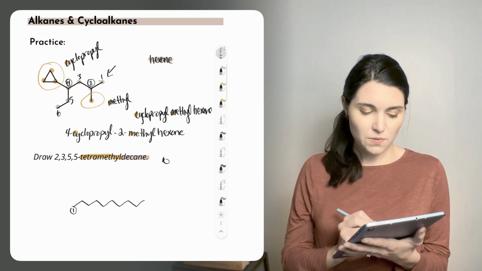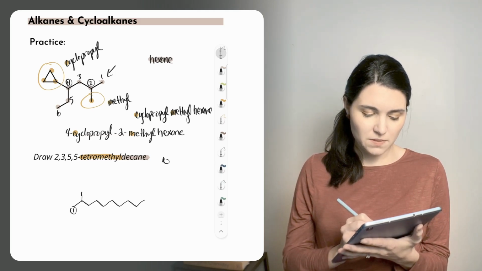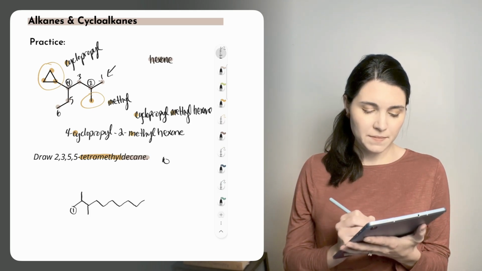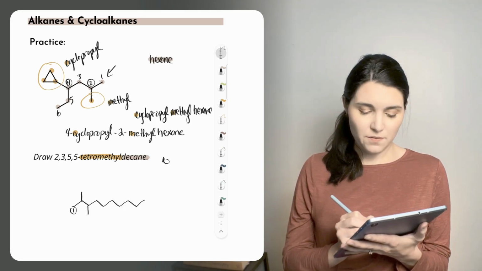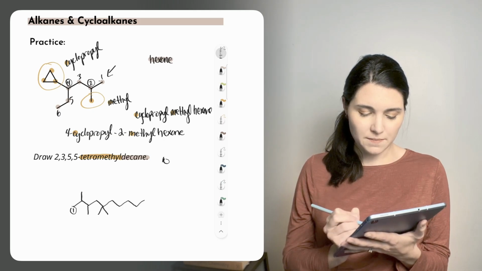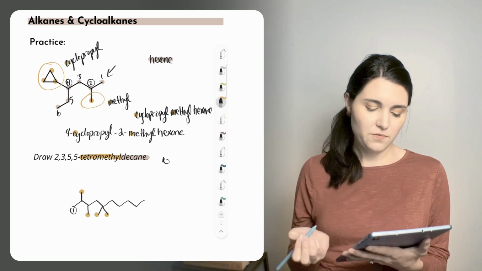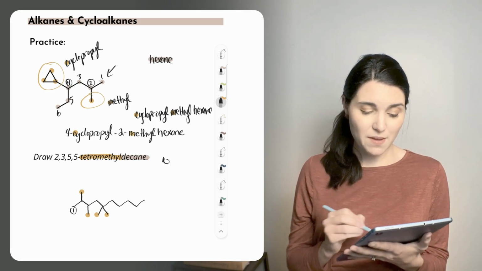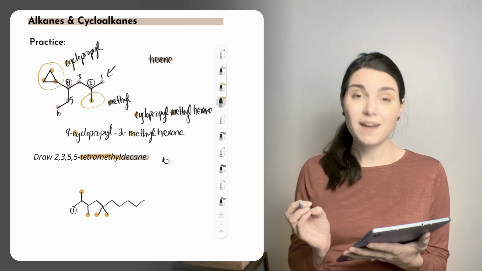So 1, 2, so there's 1 methyl group on carbon 2. There's also 1 on carbon 3, nothing on 4. And then on 5, there are 2 methyl groups. So here and here. 1, 2, 3, 4. 4 methyl groups on a decane parent structure. 2,3,5,5-tetramethyldecane.